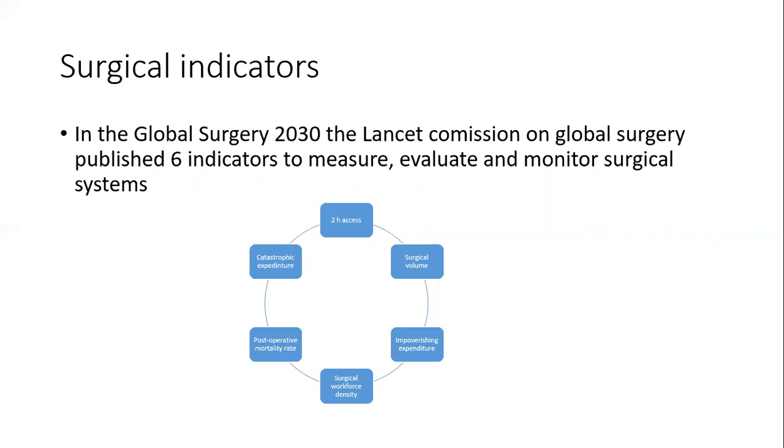What could you compare? You could compare access. So 2-hour access, surgical volume, impoverishing expenditure, that is affordability, surgical workforce density, post-operative mortality rate, catastrophic expenditure. So these are different indicators that you can measure and then compare and use to create a better environment.